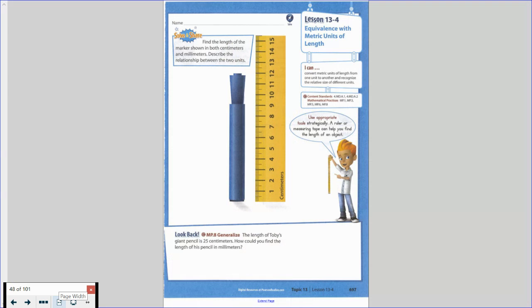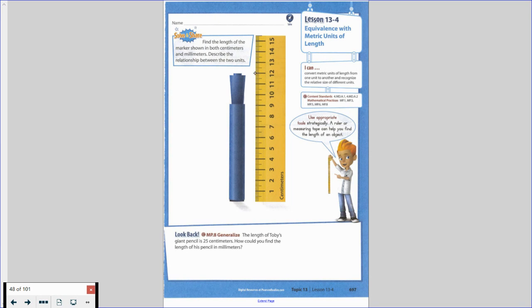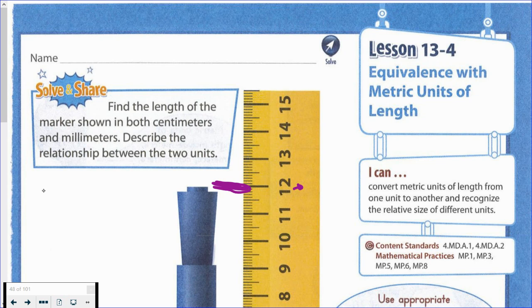Okay, so we have this blue marker lined up here next to a metric ruler. And if we look at the top of the marker, it comes across and hits right at this point right about here. Okay, so if you're looking at the larger numbers, we can see that it's right at the 12. Well, what that means is this marker is a length of 12 centimeters.